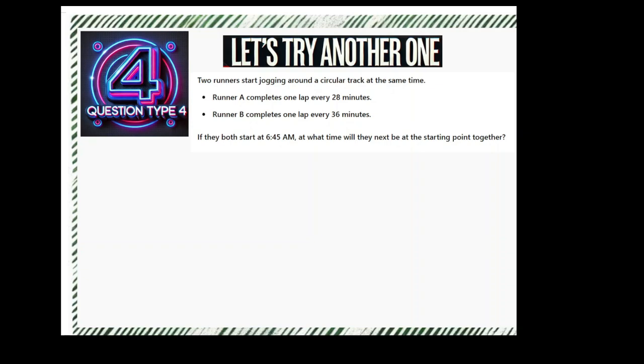This is another popular question type in GCSEs, where two runners start jogging and they take different times to complete the lap, and they both start at this point, and then at what time they will next be at the starting point together or something. Now for this question, as the last question of the paper, the numbers are slightly big. So I think this will be a little bit harder in terms of calculations.